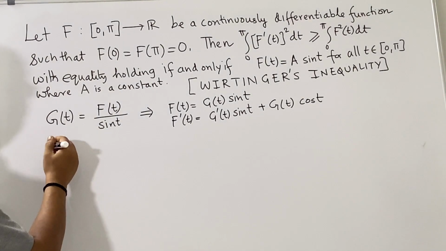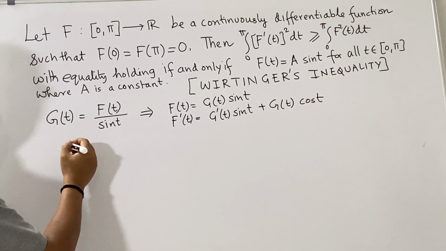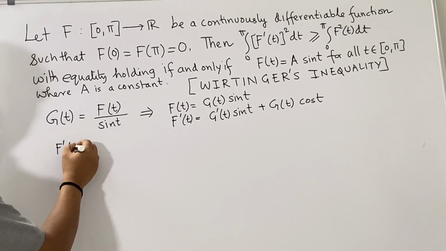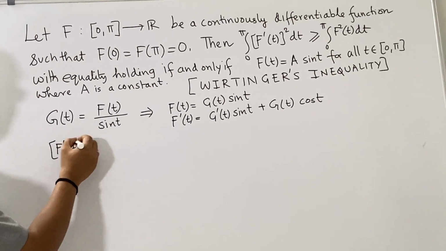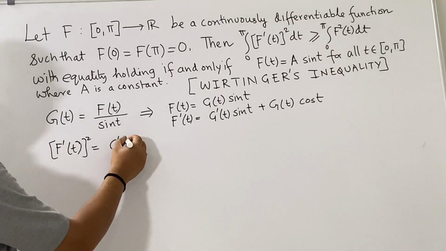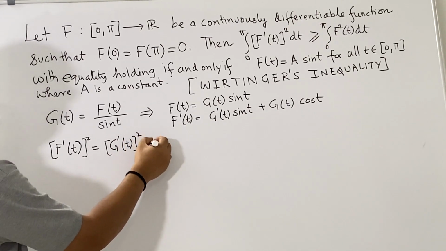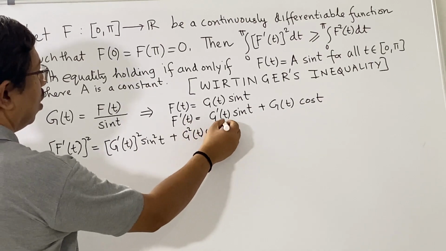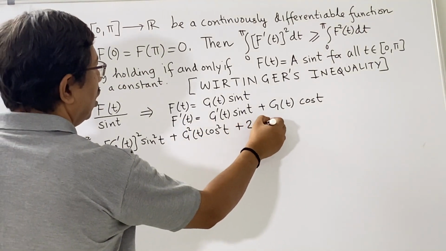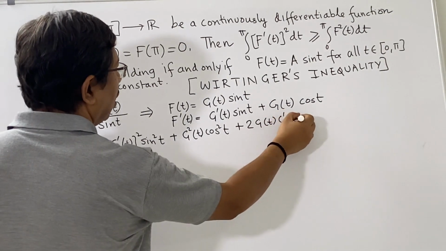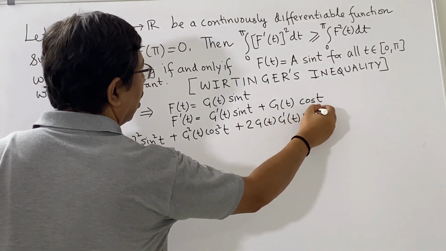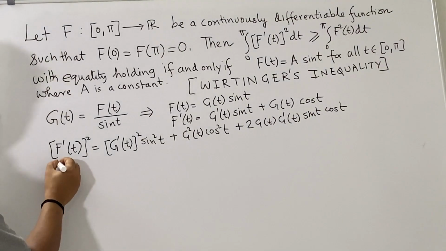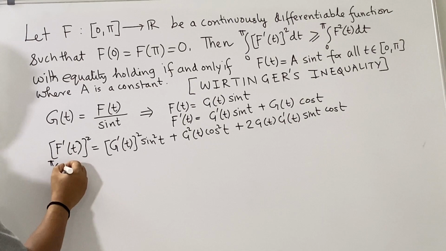Now we will look at f prime t squared. So f prime t squared would be g prime t squared into sin squared t plus g squared t into cos squared t plus twice g(t) into g prime t into sin t cos t. And this is the function that we will integrate between 0 to pi.